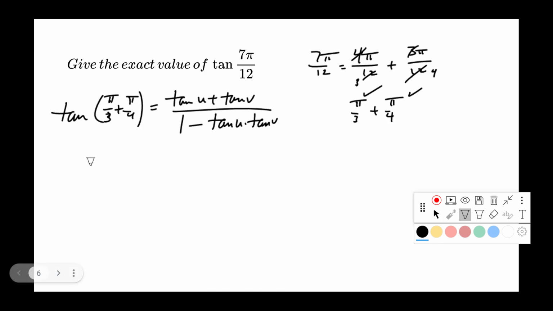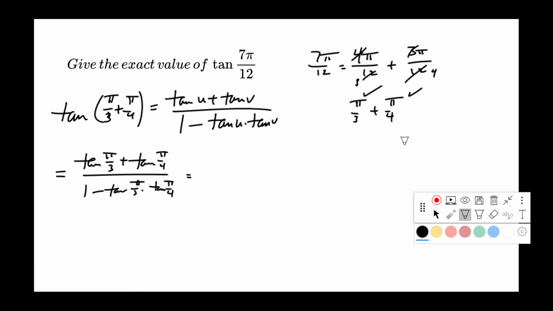Okay, so this one's a little more complicated. So we're going to have tangent of pi over 3 plus tangent of pi over 4 over 1 minus tangent of pi over 3 times tangent pi over 4. All right, tangent of pi over 3. I'll do it over here. Pi over 3. My point of pi over 3 is 1/2, root 3 over 2. Tangent's y over x, or sine over cosine. Root 3 over 2 over 1/2 is root 3 over 2 times 2 over 1, which is root 3. So this is root 3.